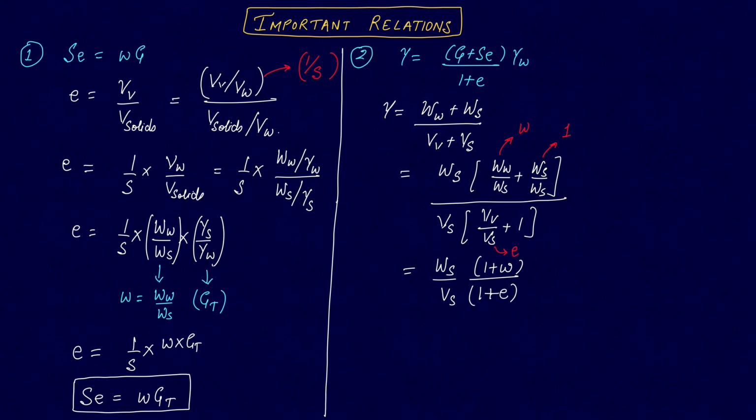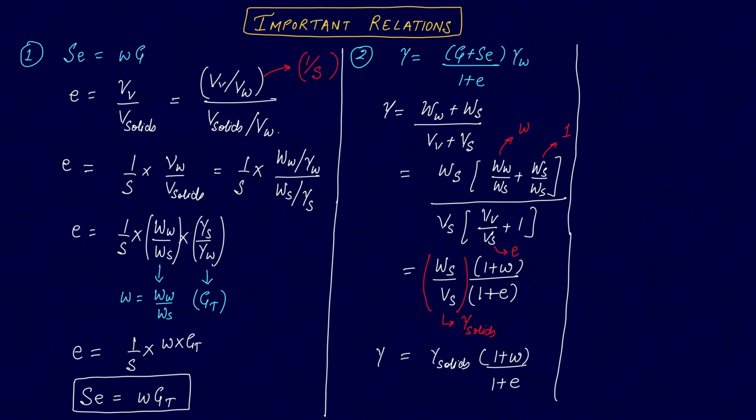Now see, again here this term, the weight of solids to the volume of solids, is your gamma of solids. Yes or no? So again here you can simply say that this is gamma of solids multiplied by (1 plus w) divided by (1 plus e). So this is gamma. Now let us move ahead.